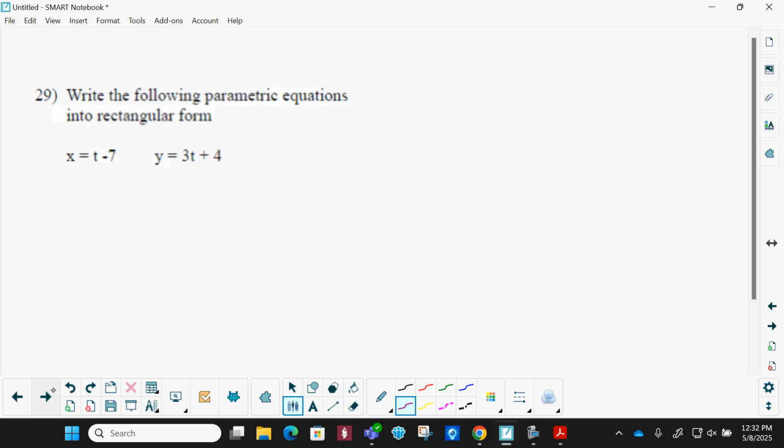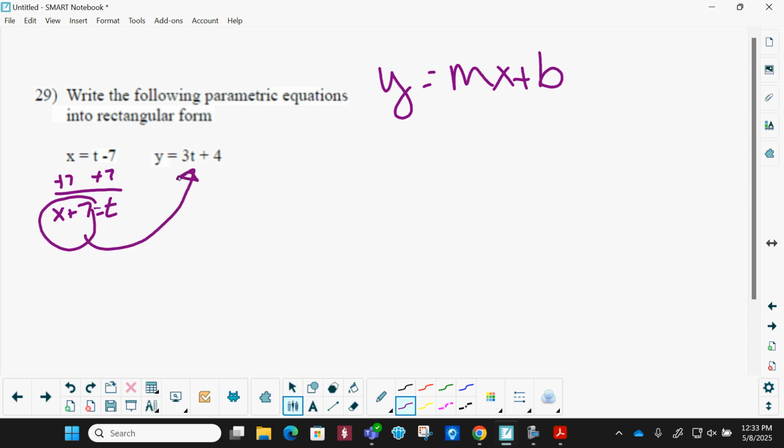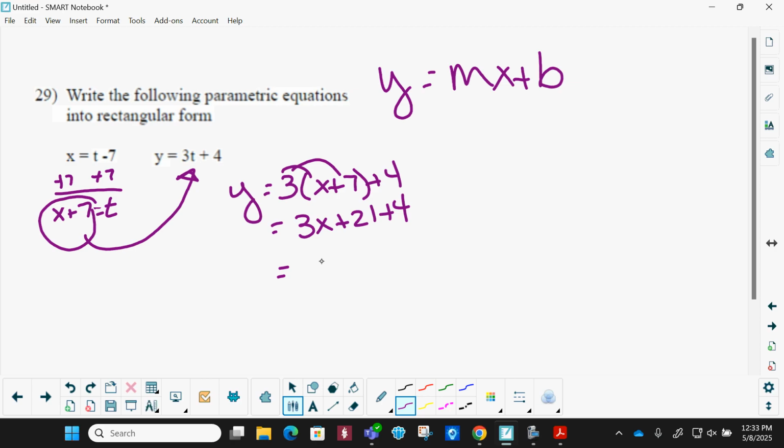Okay. Here, we're going to get this into the y equals mx plus b format. We want to get rid of the t's. So here, what I'm going to do is add 7 to both sides. So we're going to get x plus 7 equals t. Then now I'm going to plug this in there. So y equals 3 times x plus 7 plus 4. And just clean it up. So we get 3x plus 21 plus 4. So prettying up, it's 3x plus 25. There you go.